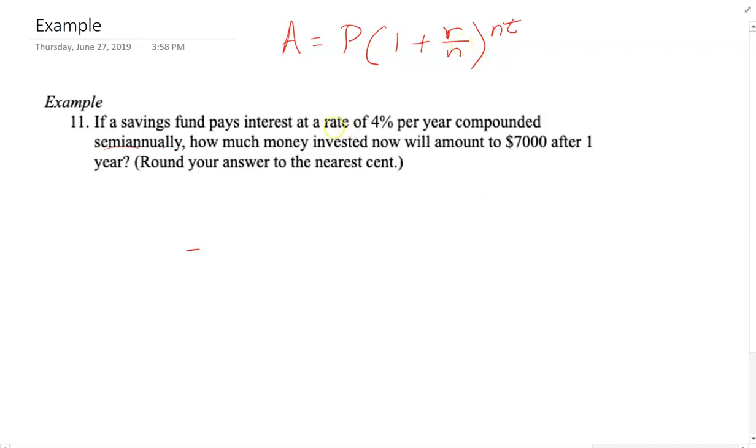If a savings fund pays interest at a rate of 4% per year, so here we pick out our R is equal to 4%, expressed in decimals as 0.04, compounded semi-annually, so this gives us our compounding periods. N is 2, because semi means twice per year. How much money must be invested now? So we want to find our P, we don't know. That will amount to 7,000, that is the remaining balance. So A is 7,000.